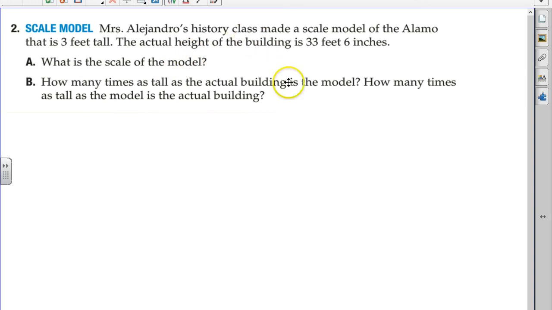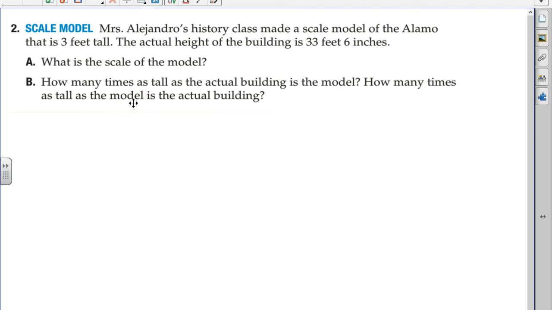Mrs. Alejandro's history class, this is number 2 in the book, made a scale model of the Alamo that is 3 feet tall. The actual height of the building is 33 feet 6 inches. So the question is, what is the scale of the model? And then B, how many times as tall as the actual building is the model? How many times as tall as the model is the actual building?